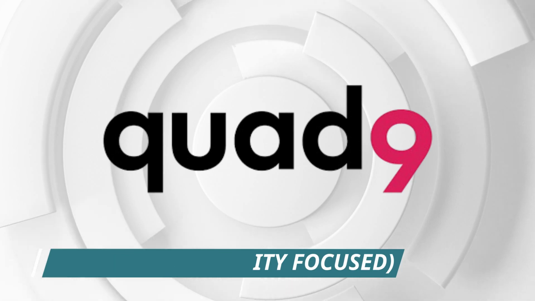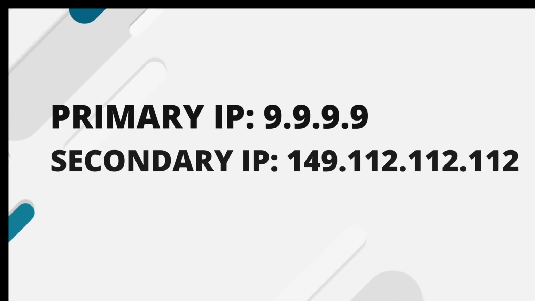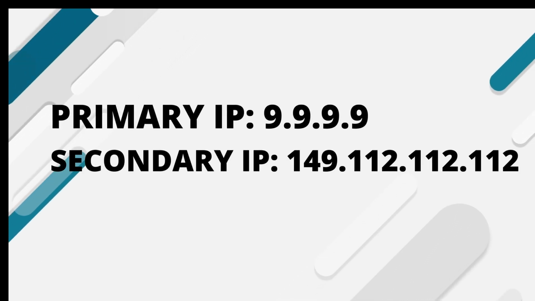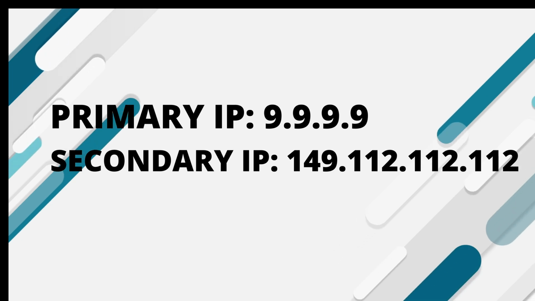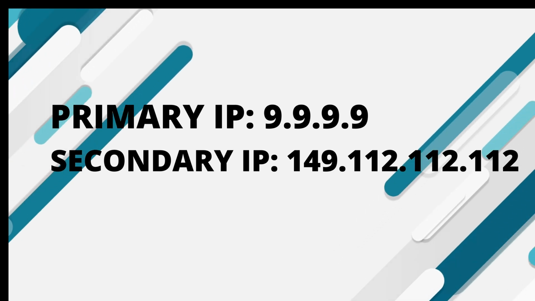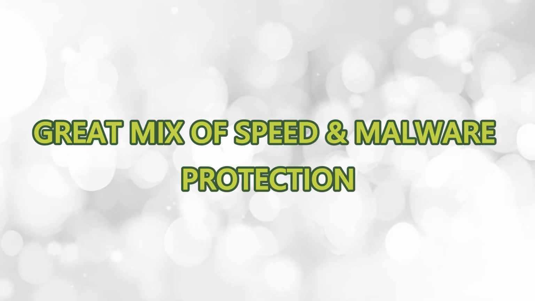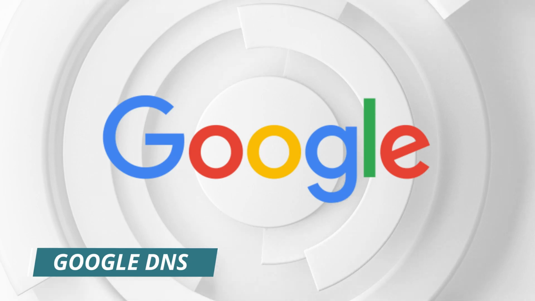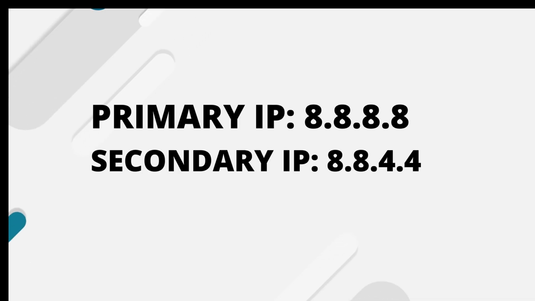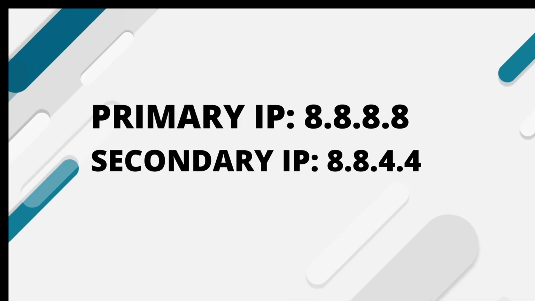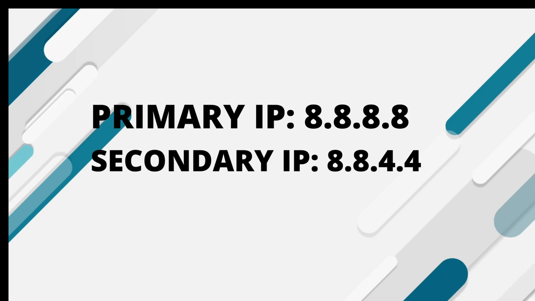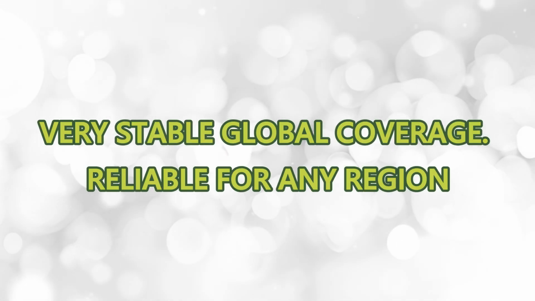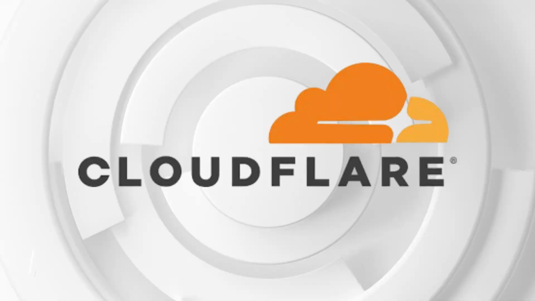Number 3. Quad9 DNS, security focused. Primary IP 9.9.9.9. Secondary IP 149.112.112.112. Great mix of speed and malware protection. Number 2. Google DNS. Primary IP 8.8.8.8. Secondary IP 8.8.4.4. Very stable, global coverage. Reliable for any region.